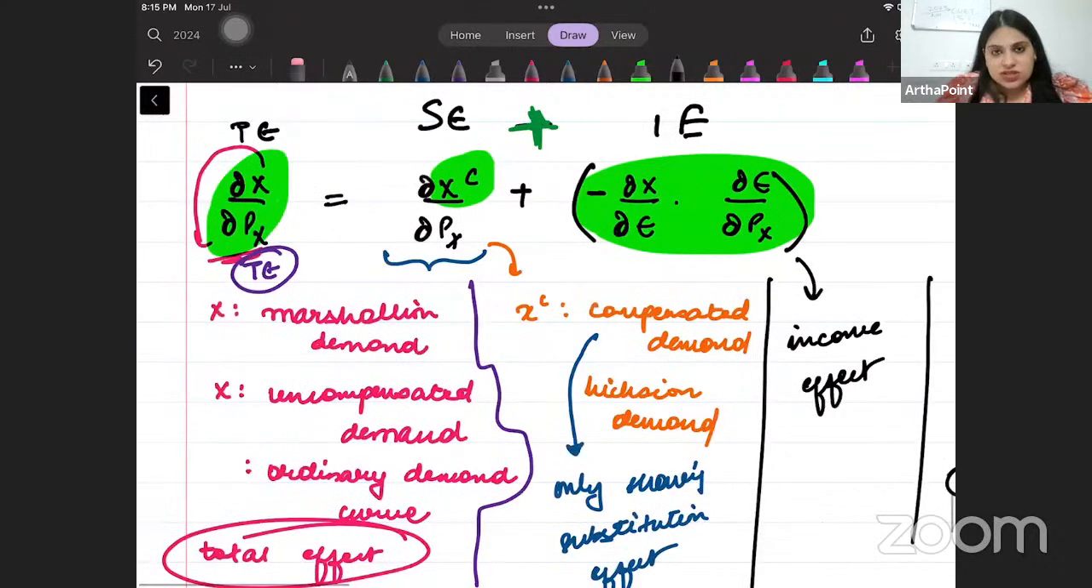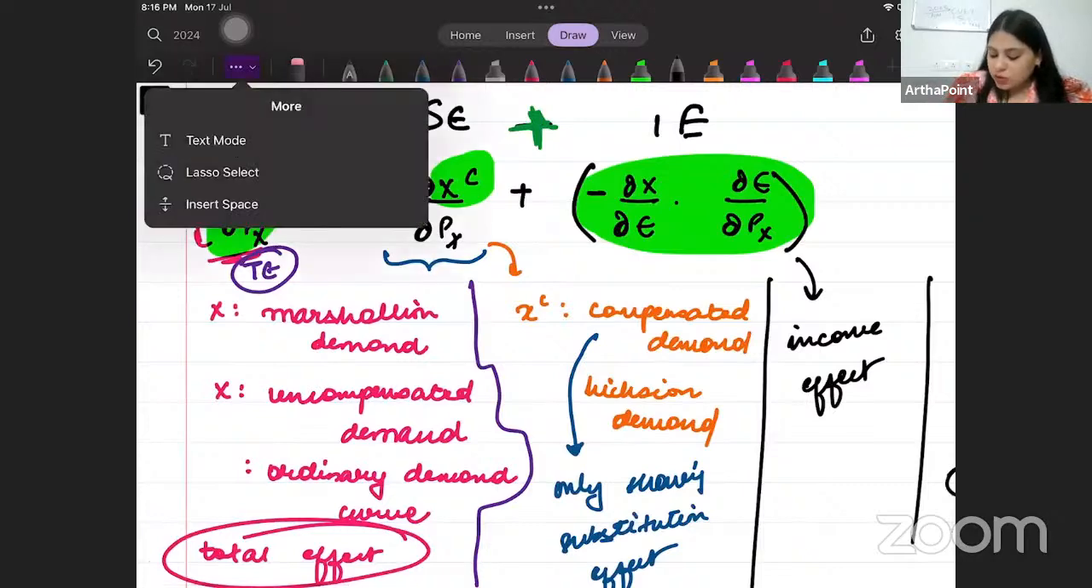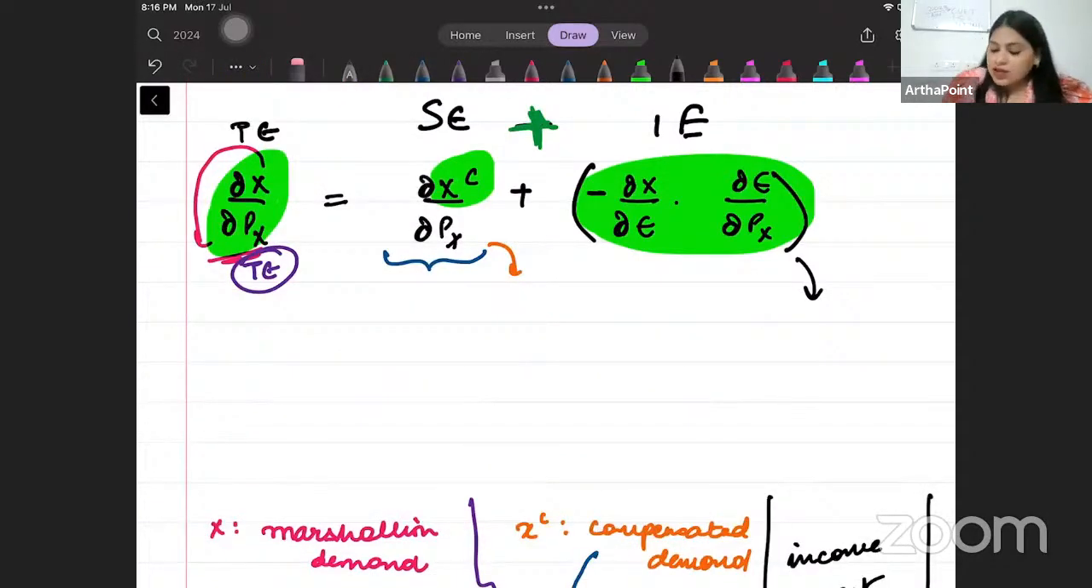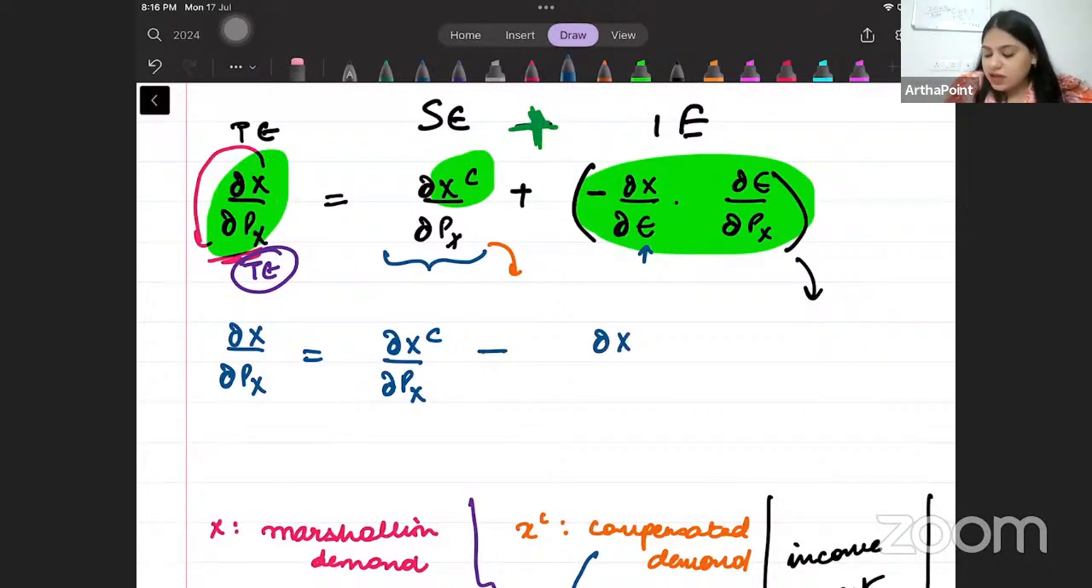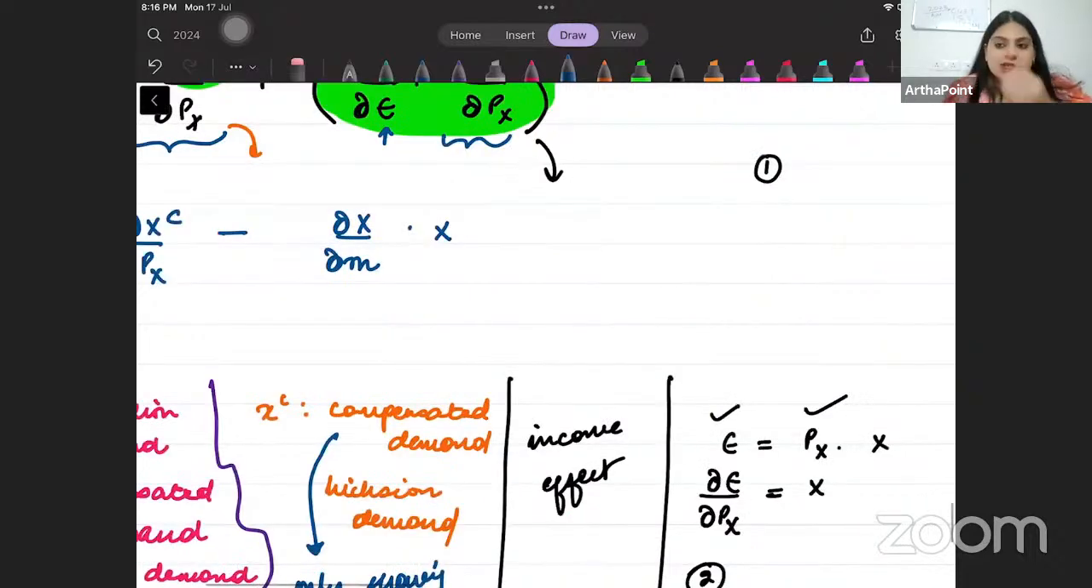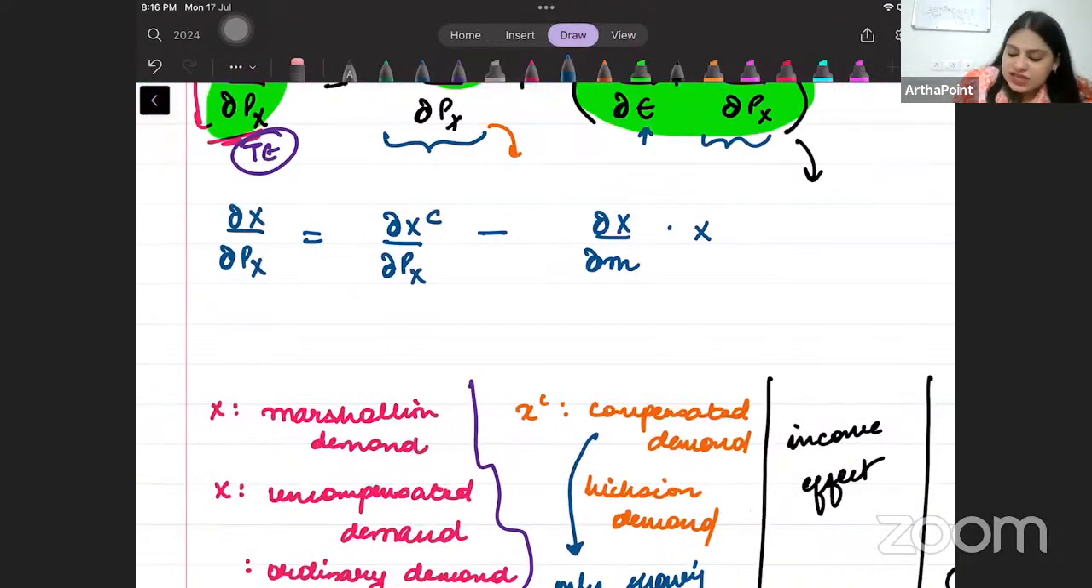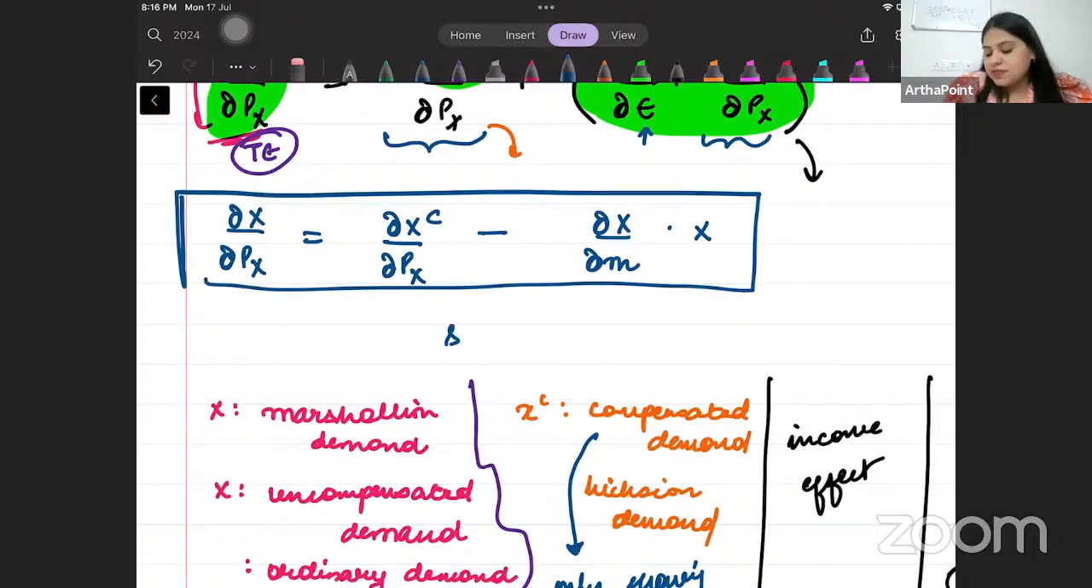So in your books, when you go and see this equation anywhere in the book, the equation you will see will be like this. Del X by del PX is equal to del XC by del PX minus, instead of expenditure, they would have written income. And instead of this, they would have simply written X. This is the equation of Slutsky that you will find in the book. This is the final version of Slutsky.